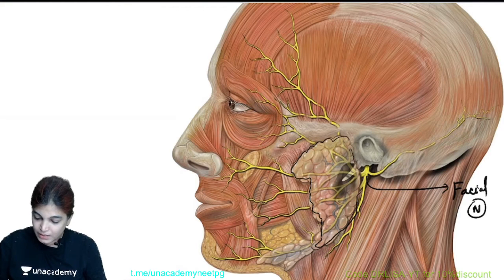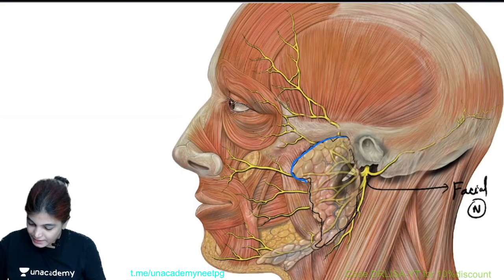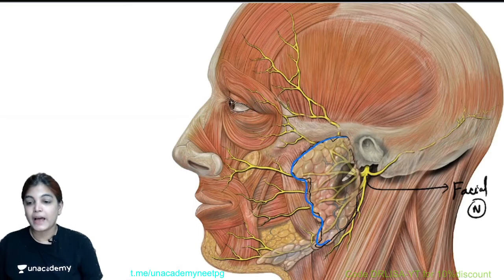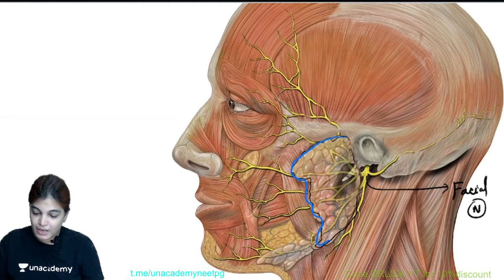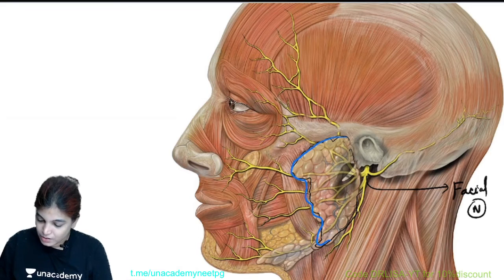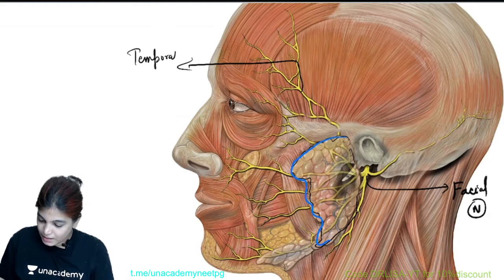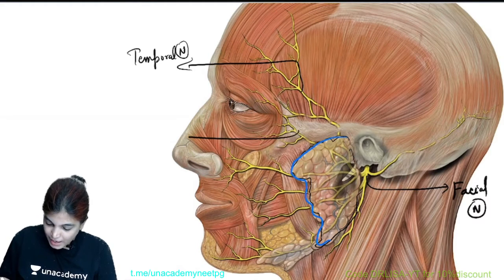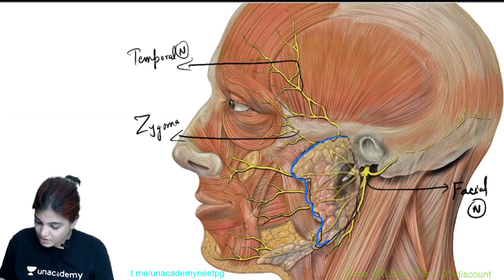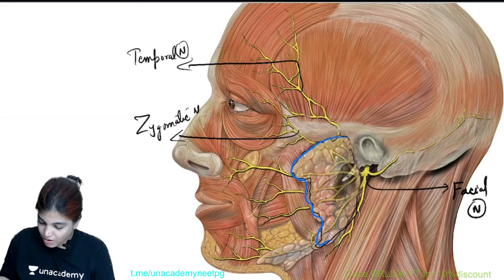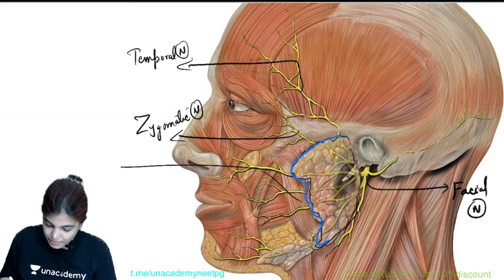On the anterior border of the parotid gland, which I am highlighting, you can see some branches, the terminal branches of the facial nerve, emerging. Let me just mark the names of these branches. This is the temporal nerve, this is the zygomatic nerve, and these branches which are coming out from the substance of the parotid gland here, these are buccal.